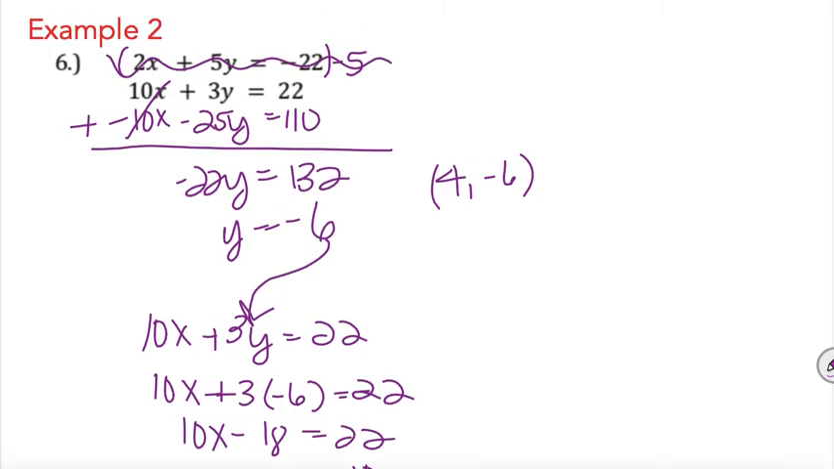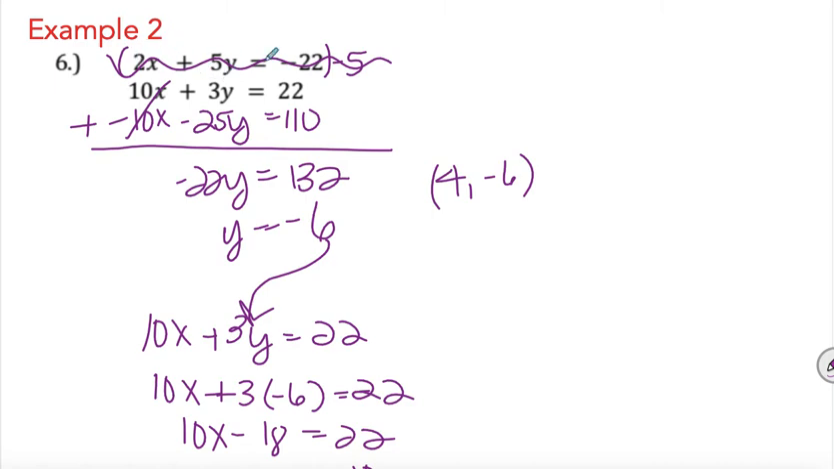Let's double check and see that that works. So let's plug it into this top equation. 2 times 4 is 8. And this would be a negative 30 because it's 5 times negative 6. So negative 30 plus 8 is indeed negative 22. So that ordered pair is correct.